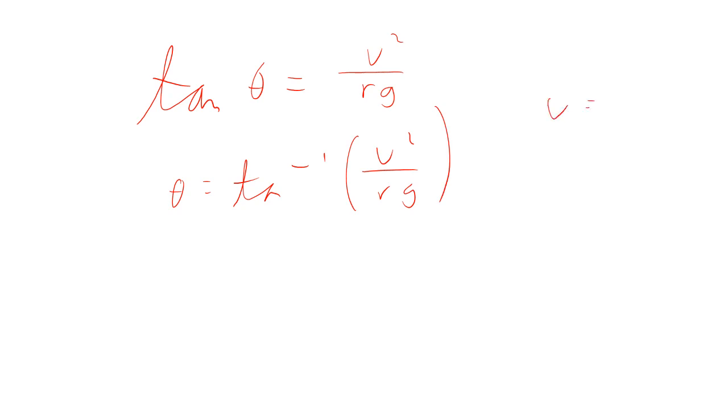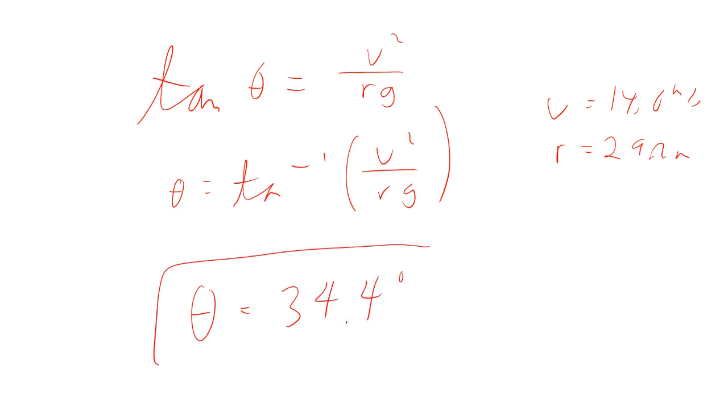Well, we know that v is 14 meters per second. We know that r is 29.2 meters. We know g is 9.81 meters per second squared. So theta, the angle, turns out to be 34.4 degrees. So that's the angle that the object hanging from the mirror is going to make.